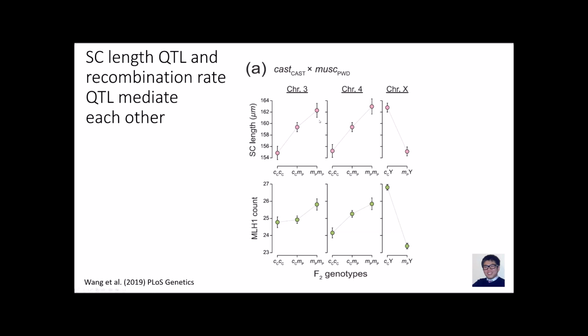And what Richard showed is that, in fact, for several of the QTL he found for synaptonemal complex length, the QTL for SC length actually explained the QTL for MLH1 count using something called a mediation analysis. And so this suggests that one of the ways mice evolve more crossovers is by extending their synaptonemal complex, which gives them more real estate over which crossovers can occur.